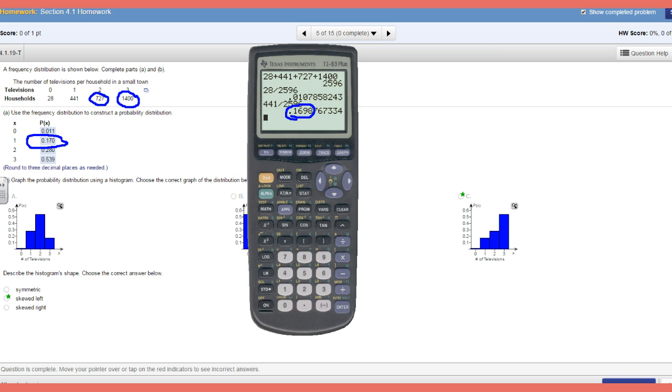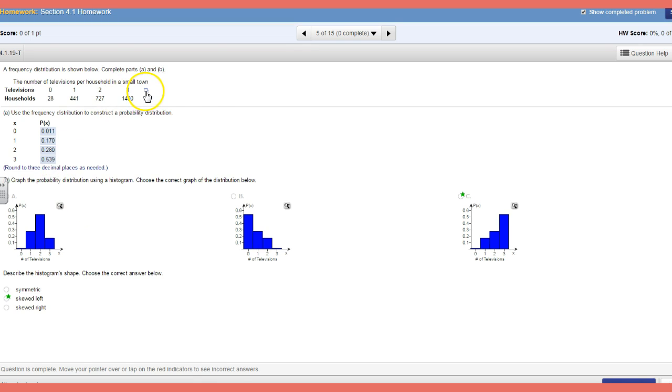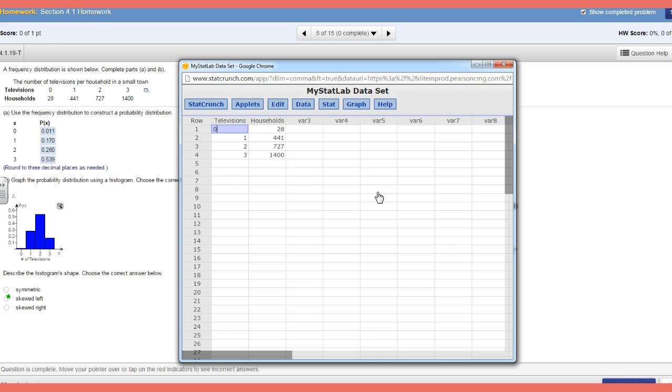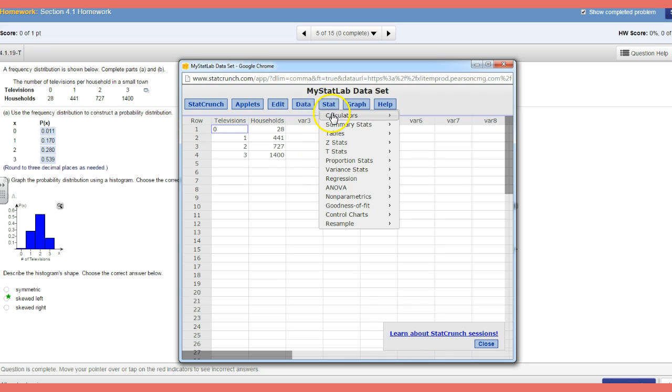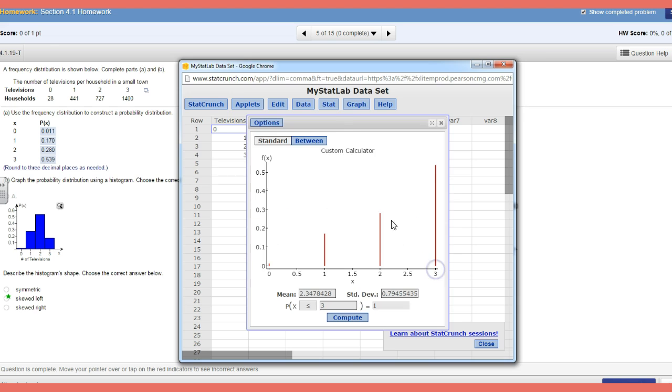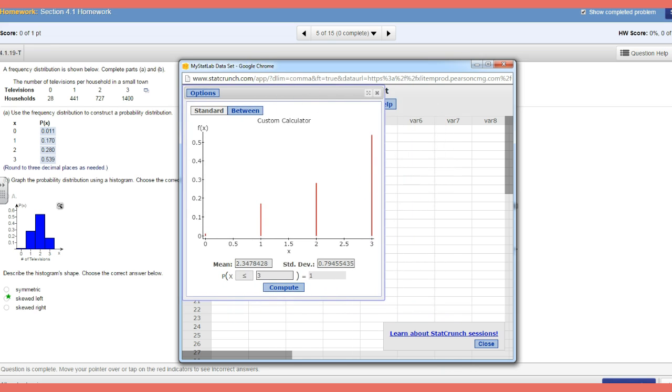Now, how do we do this using StatCrunch? I'm going to go ahead and open this in StatCrunch. You go to Stats, Calculators, and all the way down to Custom Calculator. Your values are in television and your weights are in household. Then you go ahead and compute, and here is your calculator.